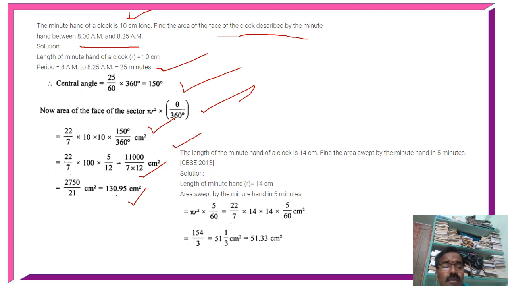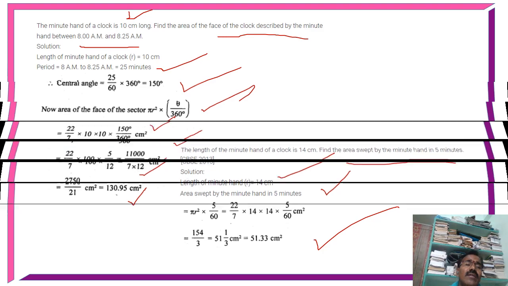Next problem, the length of the minute hand is given as 14 centimeters. Find the area swept by the minute hand in 5 minutes. It is a direct problem. For 5 minutes, 5 by 60 into pi r square, or else find the angle and do it, anyway it is correct. Substitute and simplify. We get 51.33 centimeter square as the area swept by the minute hand. That's it. This is the way to do.